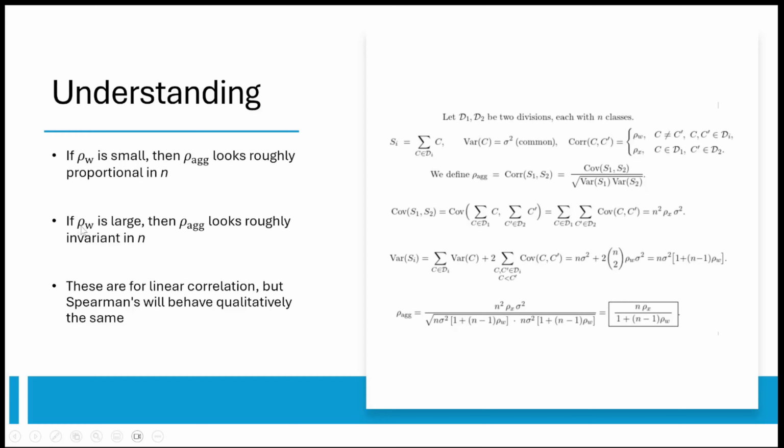Whereas when rho W is large, when you've got a high degree of correlation within each of the divisions, then the sensitivity to the number of classes is much less pronounced. You've essentially got lots of copies of the same thing rather than lots of different things. So we get this n on the numerator and the denominator, which largely cancel out, and we get behavior that's much more invariant in n. These formulae work based on linear correlation, but the Spearman's rho correlation that we were looking at in the model will be qualitatively the same.